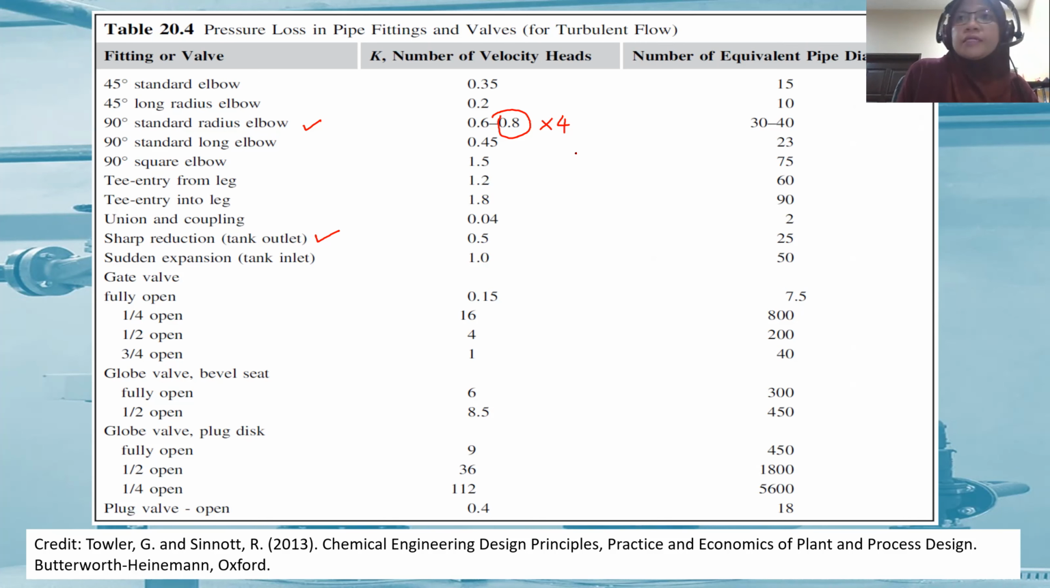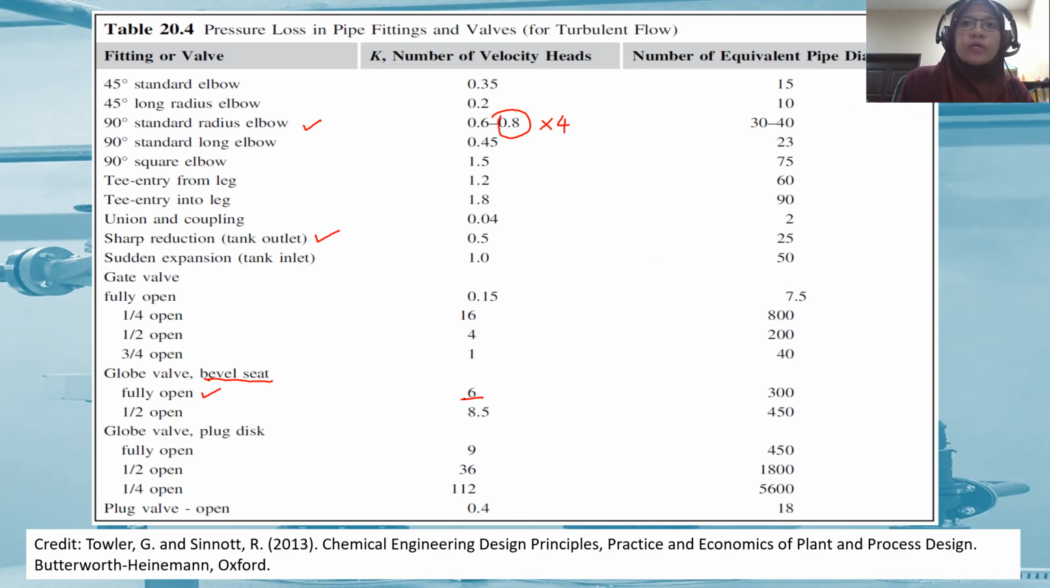And then it says it has a globe valve, open. So look at this. There is a globe valve, and we need to find whether it's bevel seat or plug. The globe valve is fully open. I'm using this; I assume it's bevel seat. This is fully open, as specified in the question. So this is 6. How many valves are there? Only one, a globe valve.